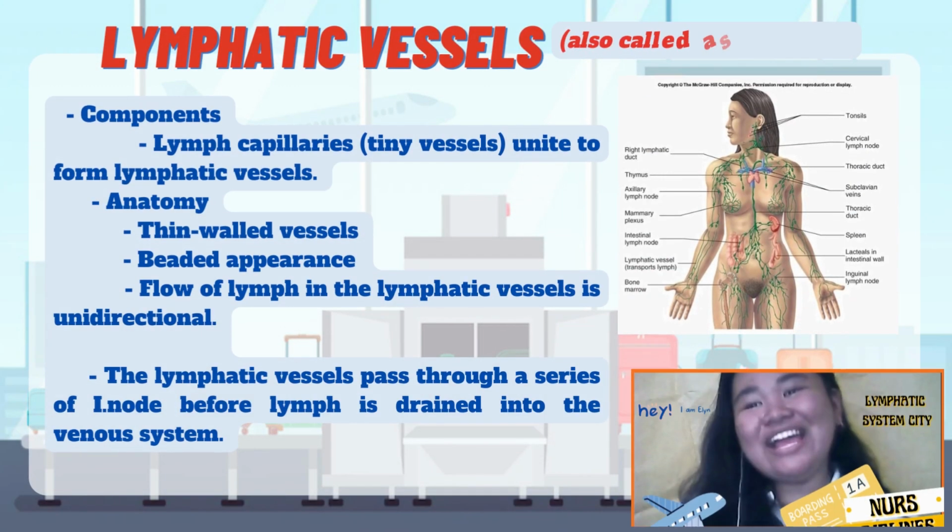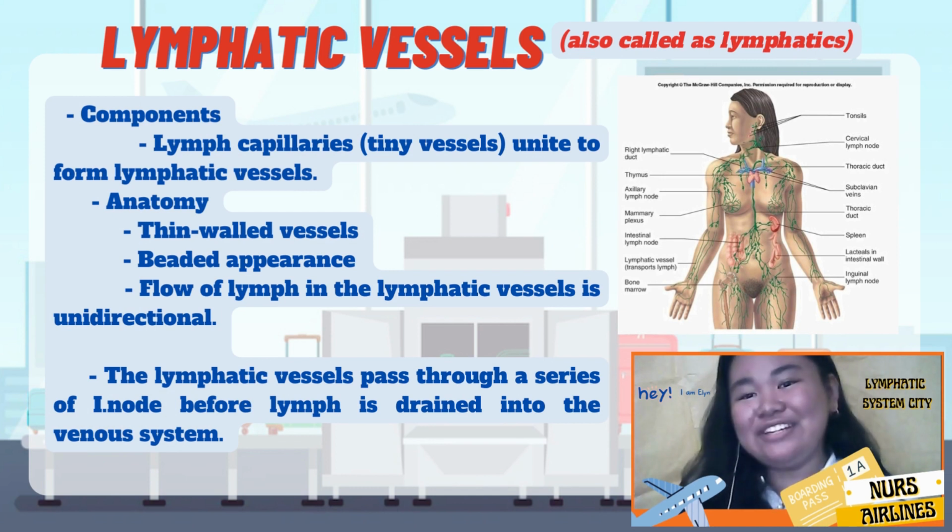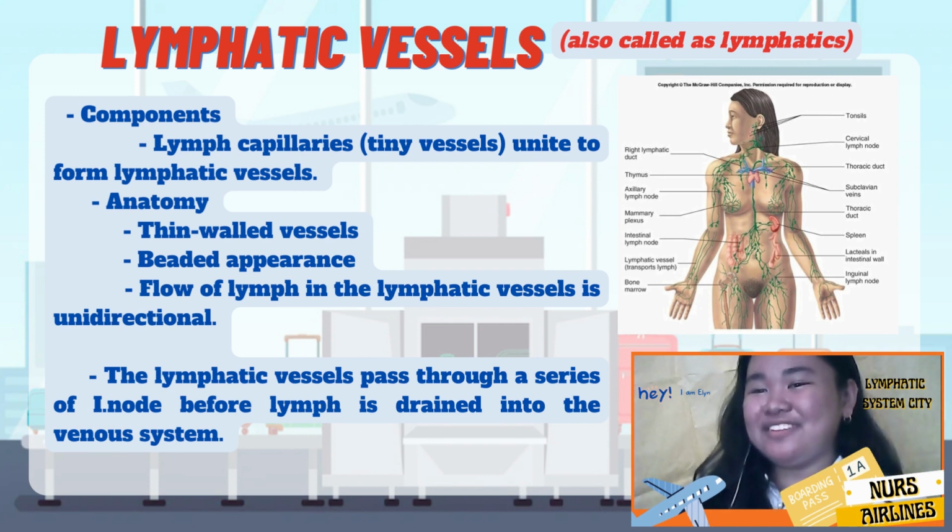Hello and welcome to Lymphatic Vessel. You can call me Aline and I'll be the one to lead you through Lymphatic Vessel. In our busy town, lymphatic vessels are made up of lymph capillaries, which are small vessels that connect to form a lymphatic vessel, as shown in the illustration. This lymphatic vessel has a thin wall and beaded appearance in anatomy, and it's a path where the lymph flow is unidirectional.